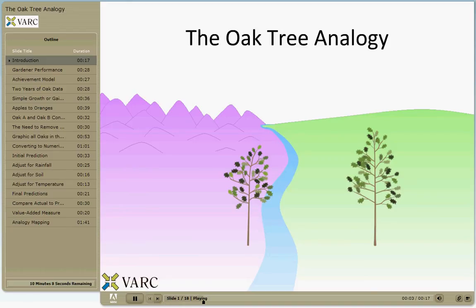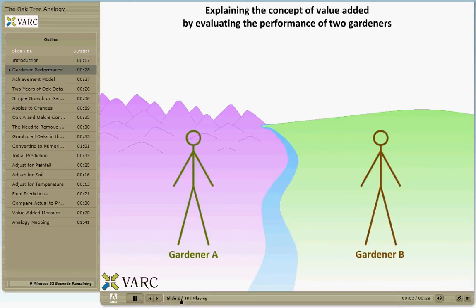This oak tree analogy was created to introduce the concept of value-added calculations. It is not in the education context, in an attempt to keep this overview of the theory of value-added separate from details specific to its use in education. In this analogy, we will be explaining the concept of value-added by evaluating the performance of two gardeners.